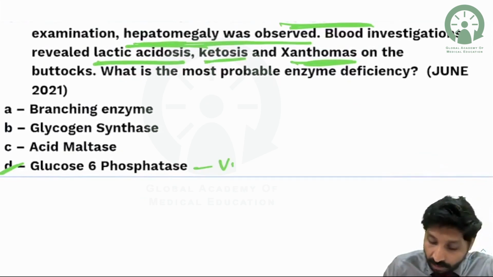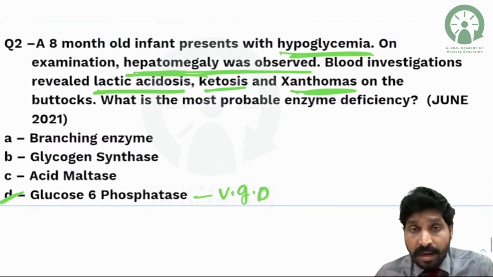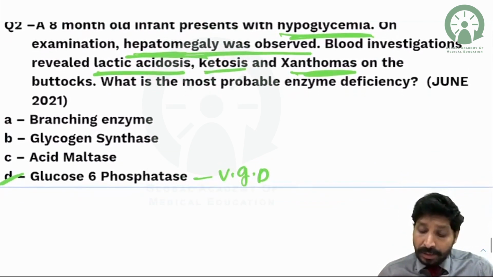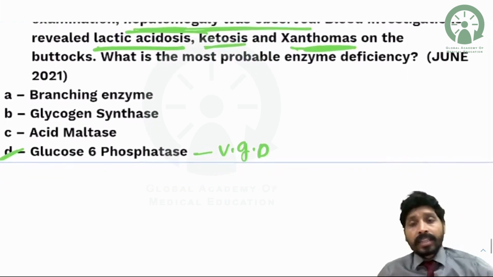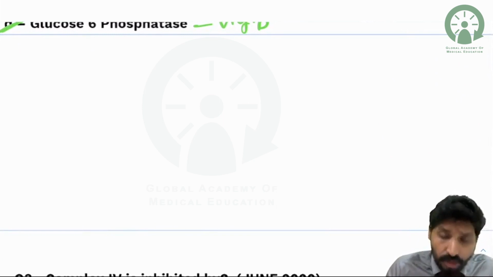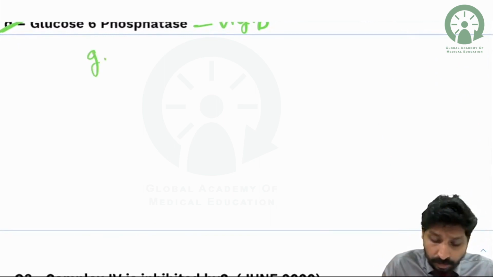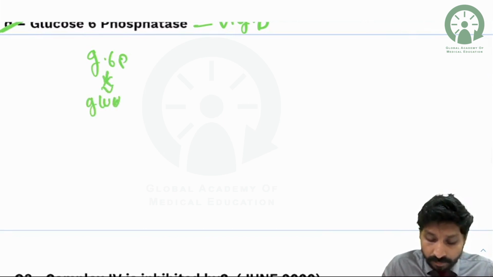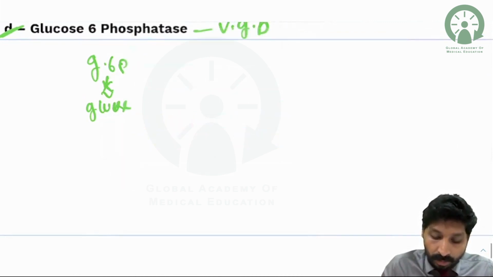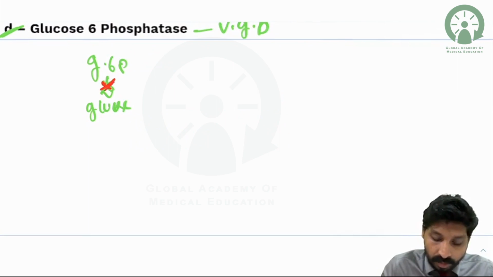It's a clear-cut case of Von Gierke's disease because of two key features. One is hypoglycemia, the other one is hepatomegaly, and ketosis and xanthomas are the characteristic features of Von Gierke's disease. So here, as glucose 6-phosphatase is absent, glucose 6-phosphate cannot be converted to free glucose. So that's why they take an alternative pathway.